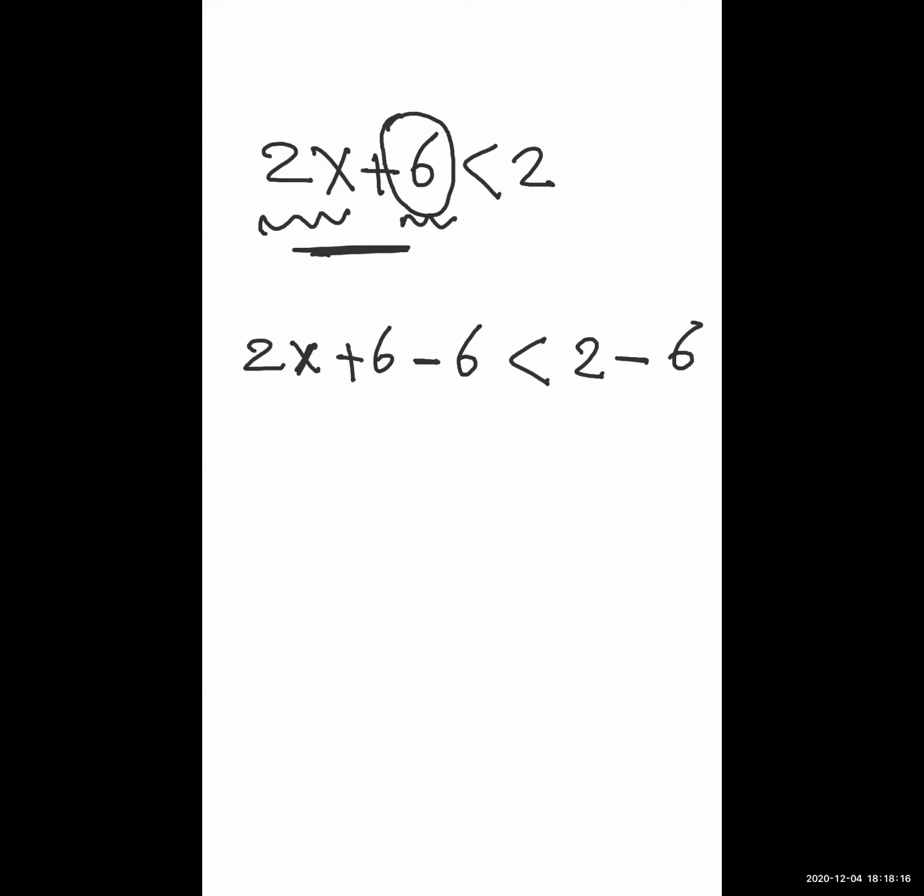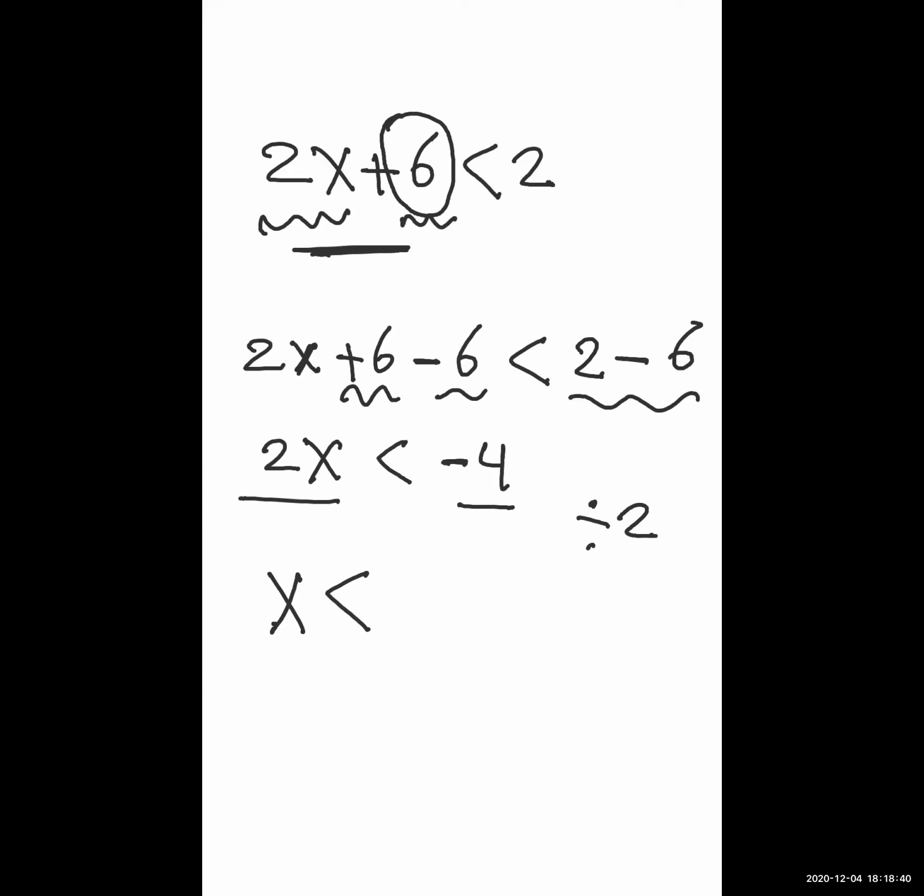Okay, great. So 2x, positive 6 and negative 6 means 0, less than negative 4. 2 minus 6 is negative 4. Now I'm going to divide the two sides by 2, so that I can get x. So x less than negative 2.